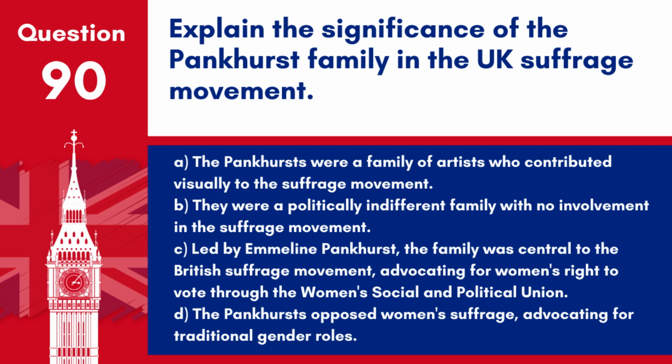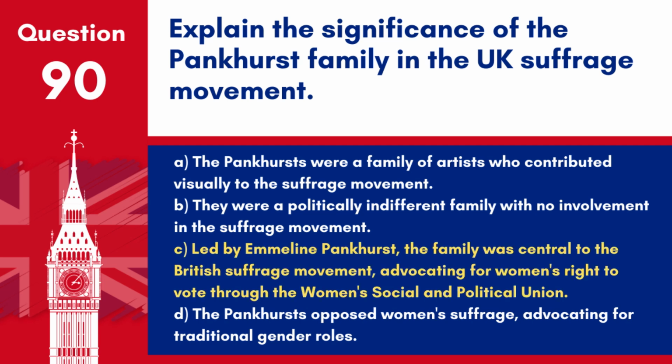B. They were a politically indifferent family with no involvement in the suffrage movement. C. Led by Emmeline Pankhurst, the family was central to the British suffrage movement, advocating for women's right to vote through the Women's Social and Political Union. D. The Pankhursts opposed women's suffrage, advocating for traditional gender roles.